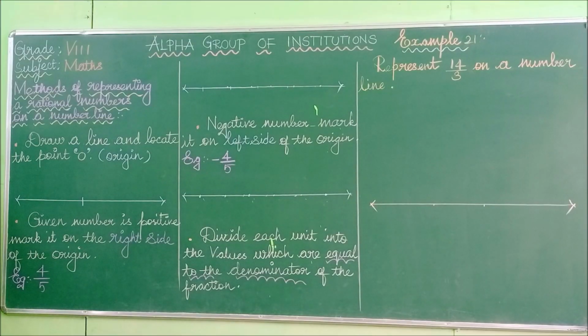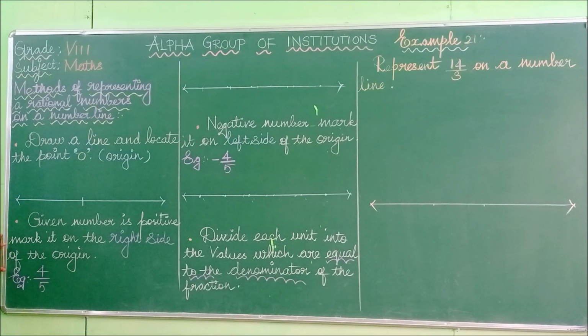Our next topic is methods of representing rational numbers on a number line. We already saw something with the proper and improper fractions, and how we can draw the number line. Here we can see the procedures and methods. First step: draw a line and locate the point 0. 0 means the origin. Then, if the given number is positive, mark it on the right side of the origin.